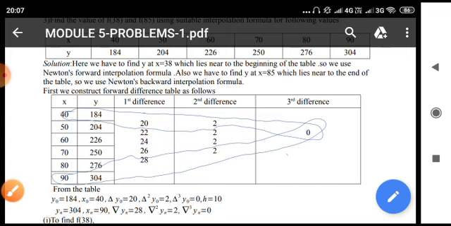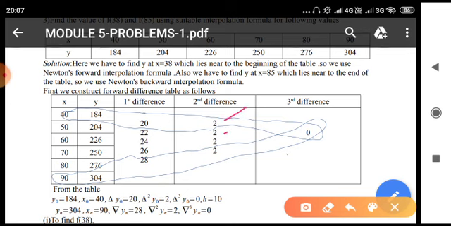Now the second difference, similarly, 22 minus 20 is 2. 24 minus 22 is also 2. 26 minus 24 is 2. 28 minus 26 is also 2. Now the third difference, 2 minus 2 is 0. 2 minus 2 is 0. 2 minus 2 is 0.